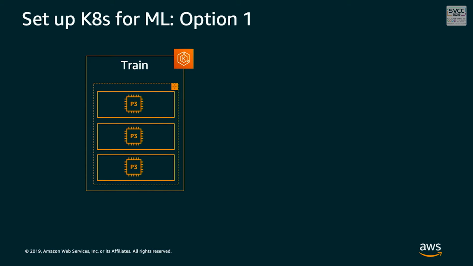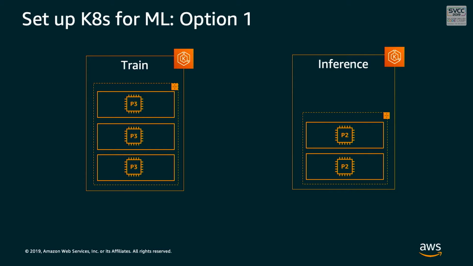Then I have another cluster for inference. So one separate cluster for training, one separate cluster for inference. There are reasons why you would use this. You would not want to run your training application and inference application on the same cluster, because the set of customers that you are interacting with are completely separate.